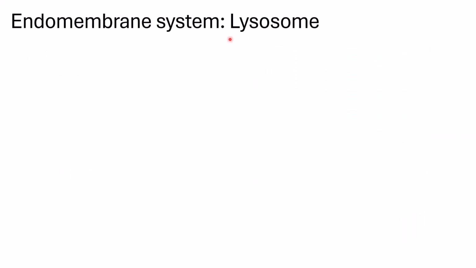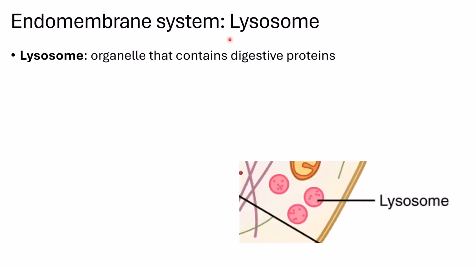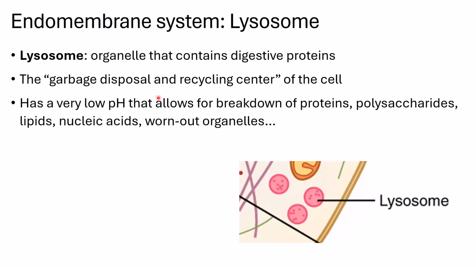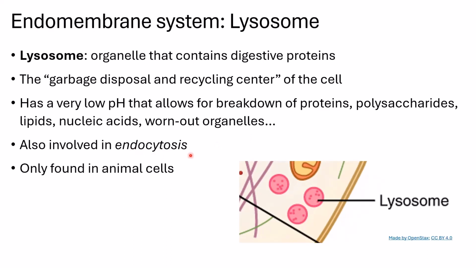Lysosomes are the last organelle in the endomembrane system that we will discuss. They contain digestive proteins. If the ER is a factory and the Golgi is a post office, the lysosome is a garbage disposal and recycling center, breaking down things that are old and used so that the components can be used to make new things. Its acidic environment and some specialized proteins allow it to break down macromolecules and even worn-out organelles. It is also involved in endocytosis, a process of a cell internalizing something from its environment. Incidentally, lysosomes are only found in animal cells.